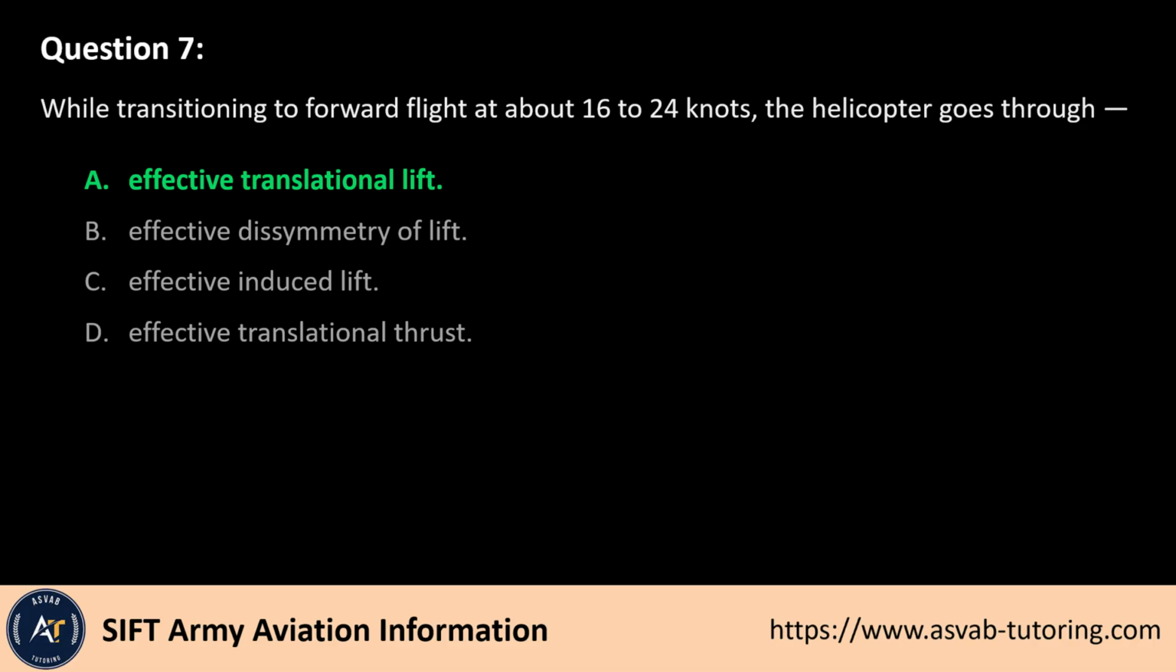While transitioning to forward flight at about 16 to 24 knots, the helicopter experiences effective translational lift. ETL occurs when the helicopter moves into undisturbed air, allowing the rotor system to produce more lift with less induced drag. This improves overall efficiency and lift production. The other terms like dissymmetry of lift, induced lift, and translational thrust describe different aerodynamic phenomena.